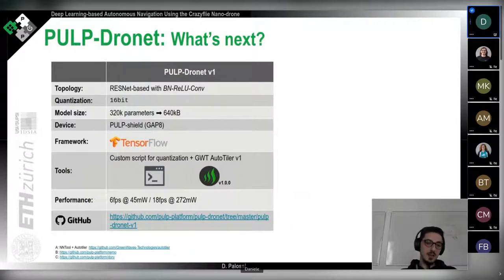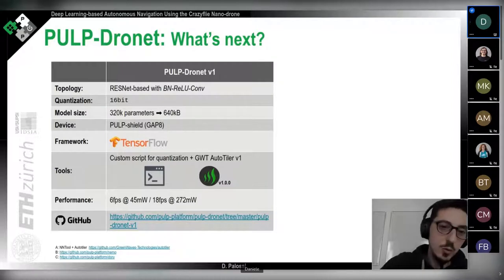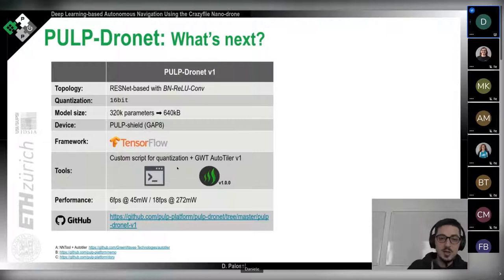Here to summarize a bit what I showed you with this PULP drone that we built, and we used TensorFlow at that time for the quantization part. We implemented the custom script in the TensorFlow model, and all of that is available online, and has been open source for a while by now. But what next?